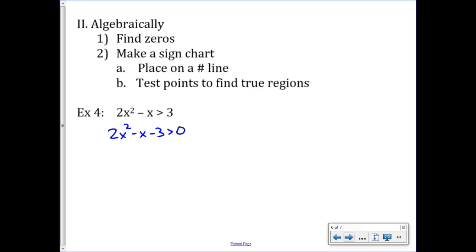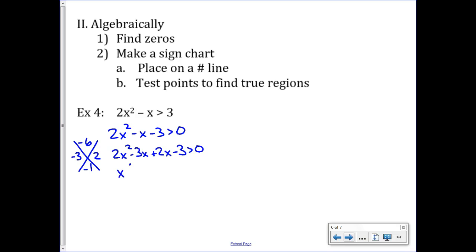So I need two numbers that will multiply to negative 6 and add up to negative 1. I get that negative 6 by multiplying by that a value of 2. So 3 times 2, and if I wanted to add up to a negative 1, I need negative 3 and positive 2. So I get 2x squared minus 3x plus 2x minus 3 is greater than 0.